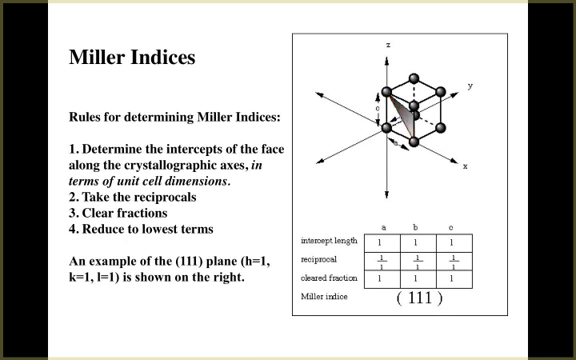You take the reciprocal of those numbers, so 1 over 1 for all 3 axes, for the A, B, and C axis. And then you clear the fraction, and you end up with the Miller index of 111. This is a simple example.